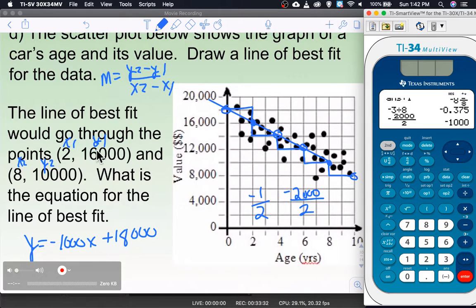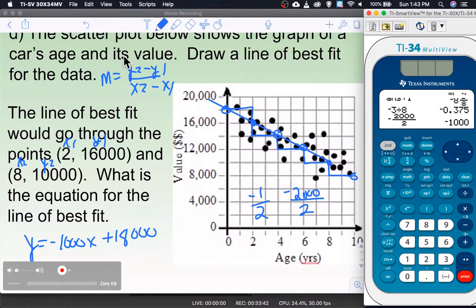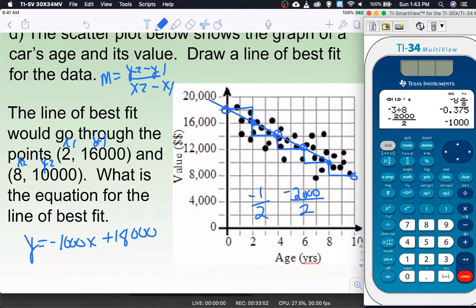And then you could have plugged in one of these points and found your b value, but it was so much easier to use a graph. I like using the graph when I can. I only really use the slope formula or plugging in x and y to find the y-intercept when I have to, when I don't have a good accurate graph. If I'd have to estimate, I'm going to use the equation anyway.